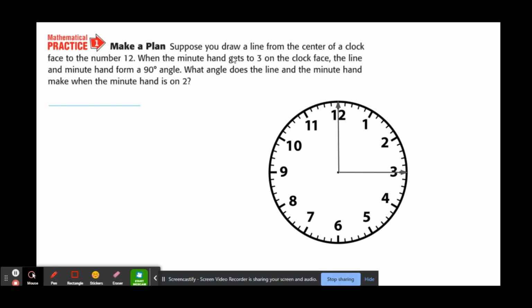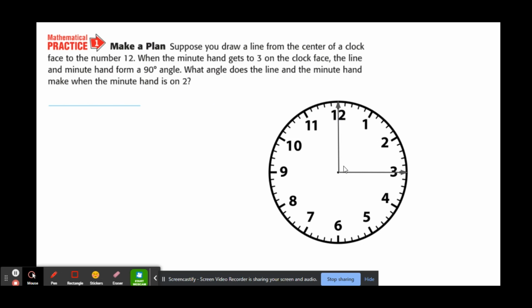Make a plan. Suppose you draw a line from the center of a clock face to the number 12, like this. When the minute hand gets to the 3 on the clock face, like this, the line and the minute hand form a 90-degree angle. What angle does the line and the minute hand make when the minute hand is on the 2?